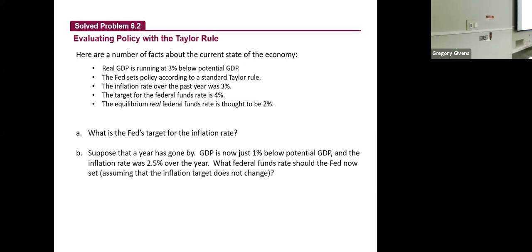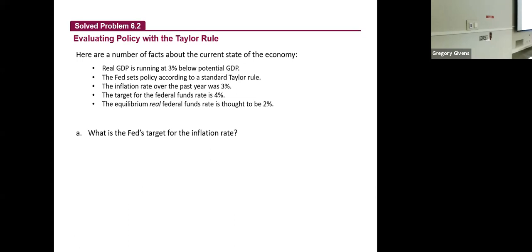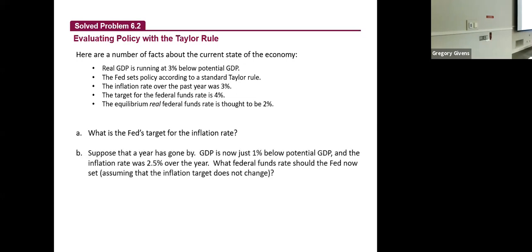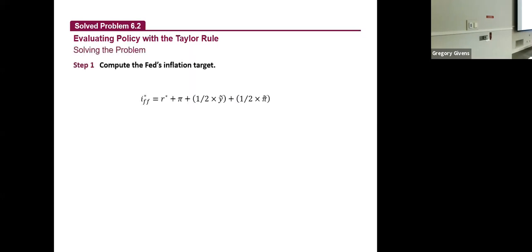Part B asks something else, but let's do part A first. What is the target rate of inflation? How would we solve this problem? Well, the best place to start, in my opinion, is just to write down the Taylor rule, okay? Here it is. i_FF star is equal to the equilibrium funds rate plus inflation plus 1/2 times the output gap plus 1/2 times the inflation gap. I don't like telling students to memorize things, but you might want to commit this one to memory, okay? Taylor rule will be important.